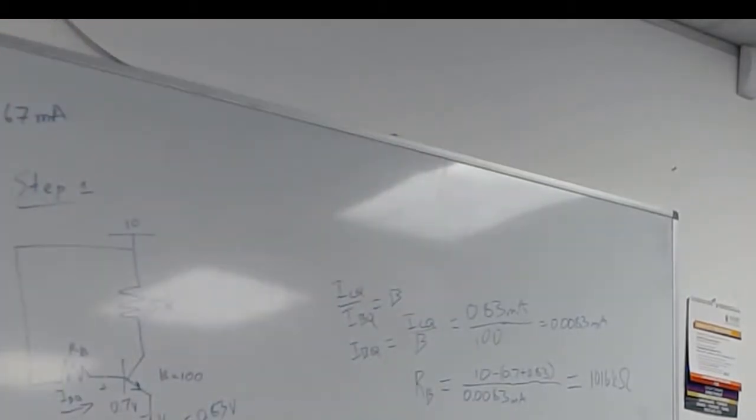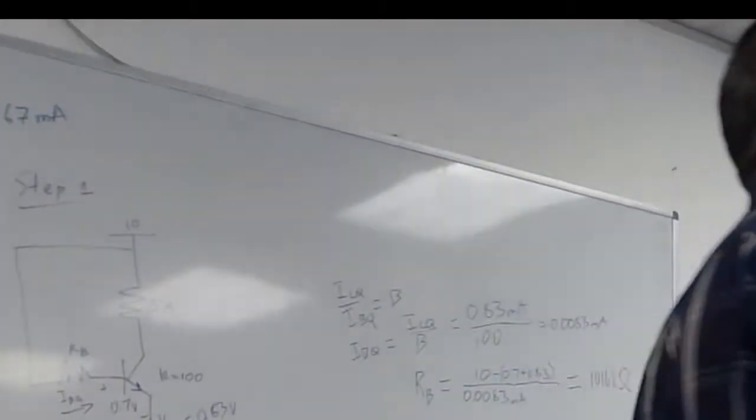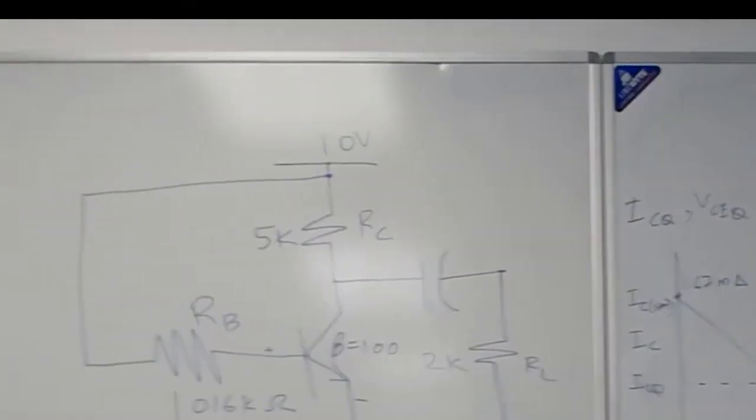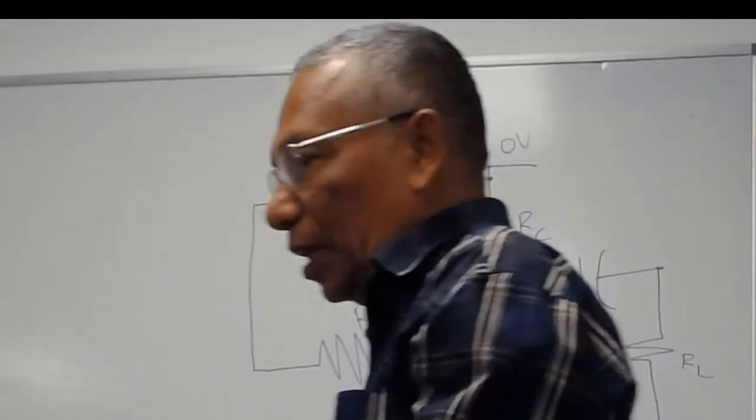So this is 1016 kilo. It looks correct. Usually it's going to be some 800, 900, something like that. Okay, so that's the biasing resistance value. That's the biasing resistance.